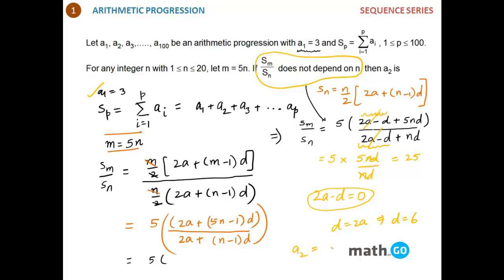We are asked a2. a2 is nothing but a1 plus d. a1 is 3, plus 6. This gives us our answer, 9. Again, you can see that this problem was not difficult. It's just that you have to start solving it and apply what you have learned. This is a question which I have taken from past year IIT JEE Mains, right?